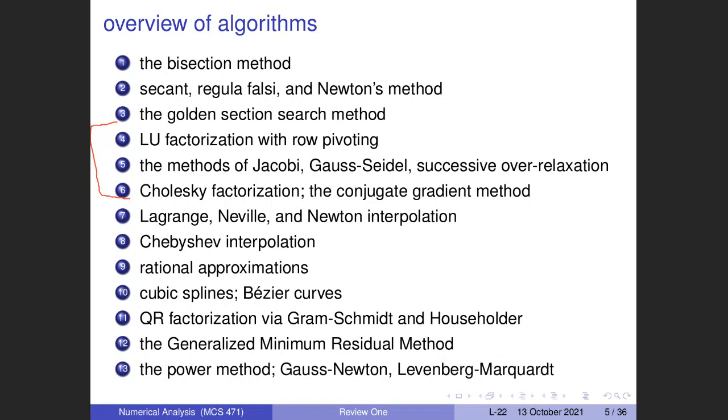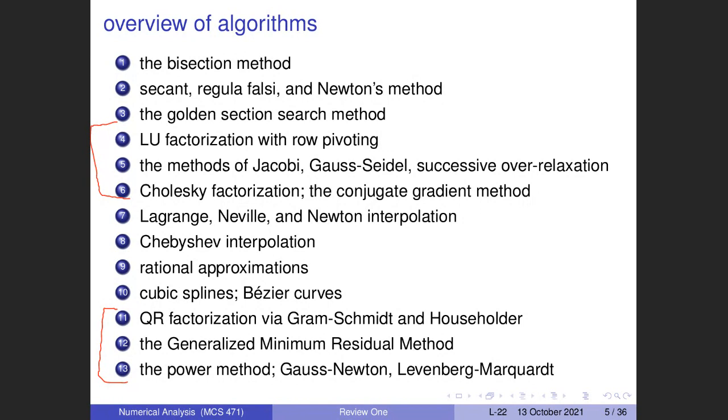We ended also with linear, solving linear problems again, but then in the least square sense, starting with QR factorization that we can do via Gram-Schmidt and Householder. Then we have the iterative generalized minimum residual method. And then we ended with Gauss-Newton as an application and Levenberg-Marquardt as a hybrid.